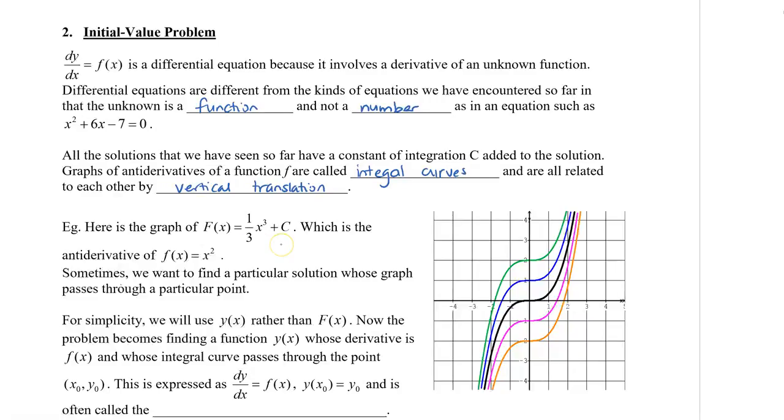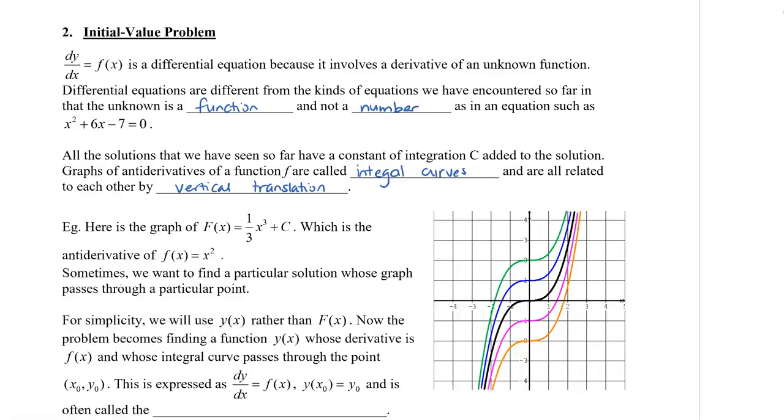So here is the graph of capital F of x equals 1/3 x cubed plus c, and that is the antiderivative of f of x equals x squared. Because it's plus c, c can be any value. So here we have c is 0, c is 1, the blue graph, c is 2, which is the green one. We can also have negative c: negative 1, which is the pink graph, or c is negative 2, which is the orange one.